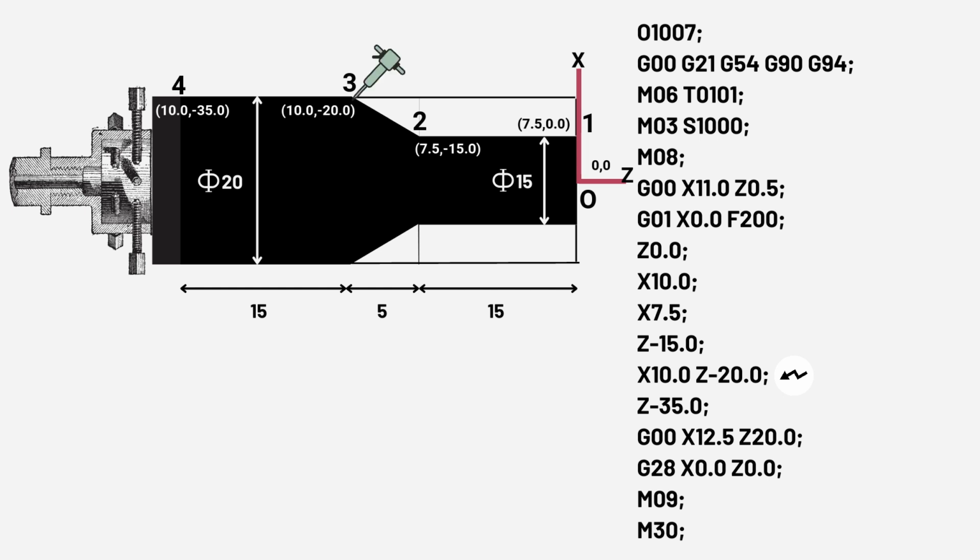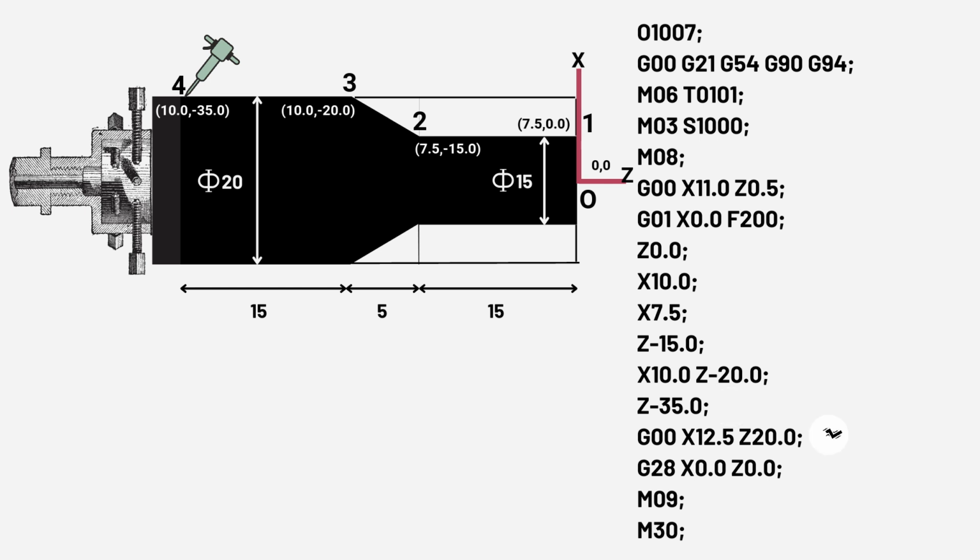Now again 20 mm diameter has to be maintained till 5 mm span in z-axis. So we basically need to propagate from X 7.5 mm position to X 10.0 position. For this we shall use the code X10.0 Z minus 20.0. Now the tool is in its final span, so we will simply write Z minus 35 to finish the operation.